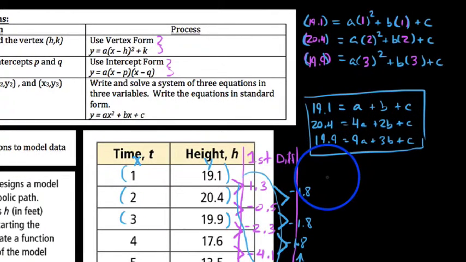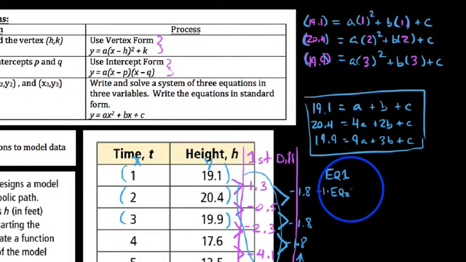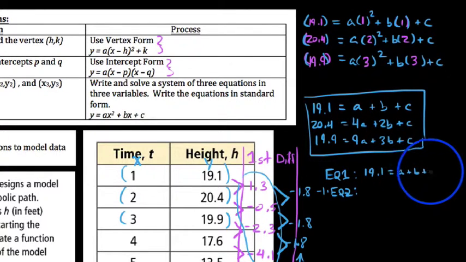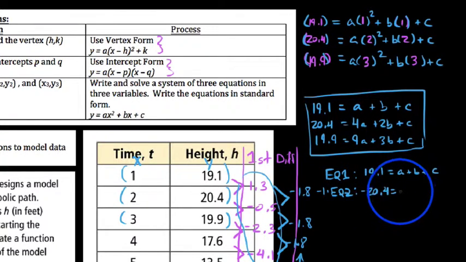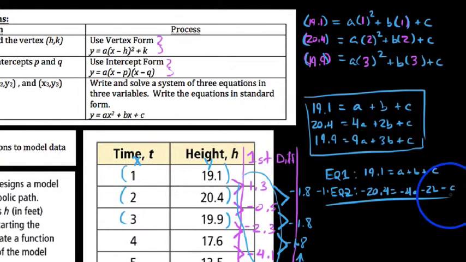So my plan is this. We'll add equation 1 to negative 1 times equation 2. If I rewrite this now, we have 19.1 equals a plus b plus c, and we'll add that to the negative of the second equation, which is negative 20.4, and this would be negative 4a, negative 2b, and negative c. When we work this out, what we find is that our c's definitely cancel, and we end up with this. Now I'm going to need my calculator.